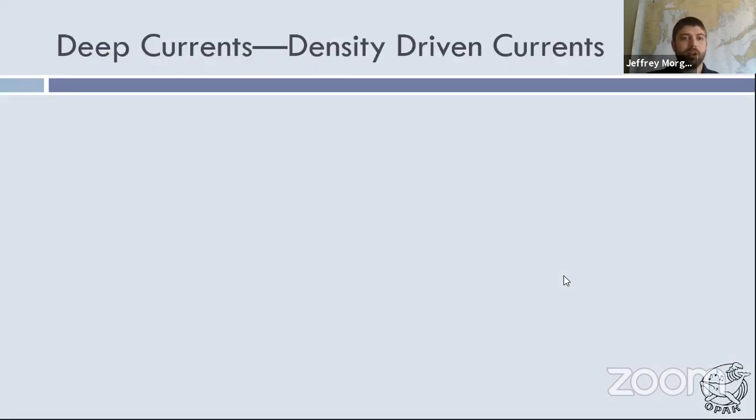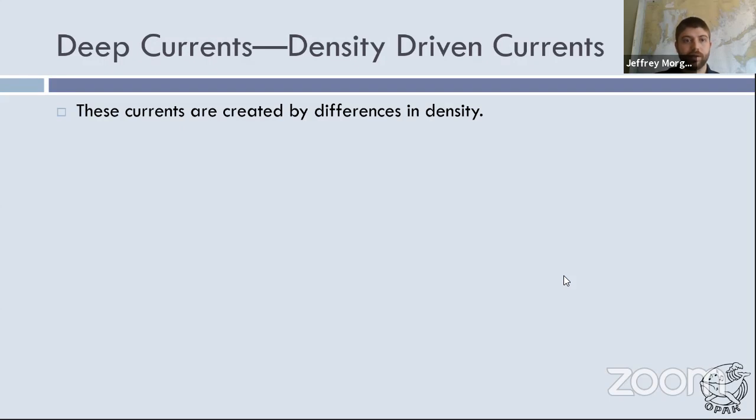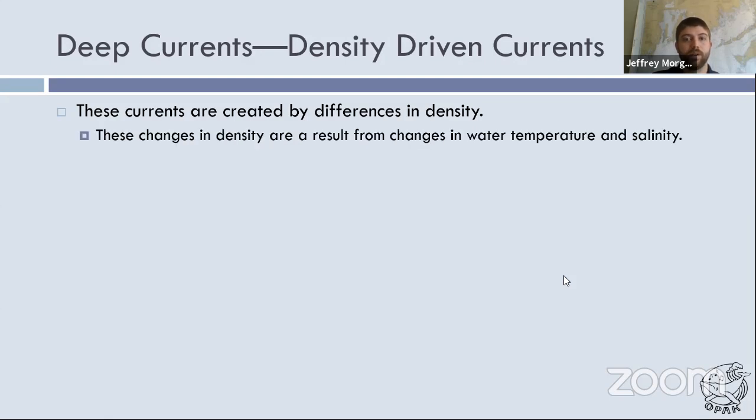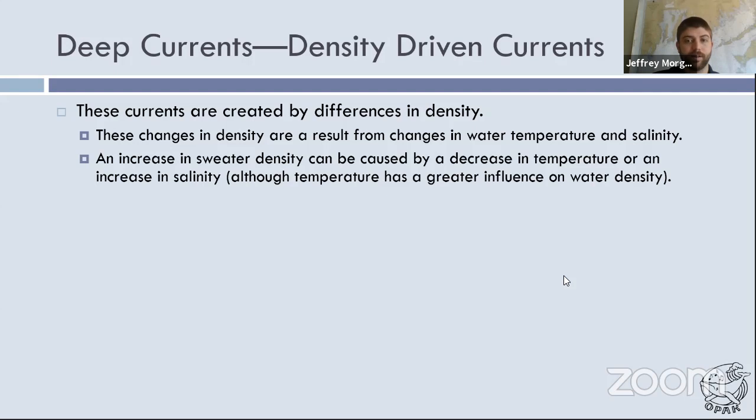So we have our surface currents that we're talking about, but that was only 10% of our ocean, most of our currents are actually driven by density. So if you joined us on Tuesday, we talked about ocean chemistry. And one of the big drivers for ocean density is water temperature and in part salinity as well. We have an increase in seawater density by a decrease in temperature or by an increase in salinity. But temperature is a much bigger influence on water density than salinity is, except in our polar regions.